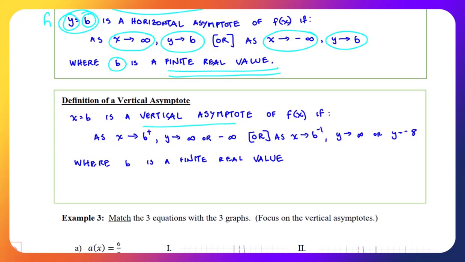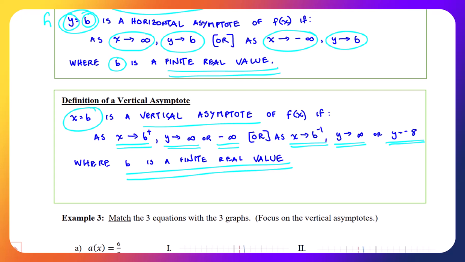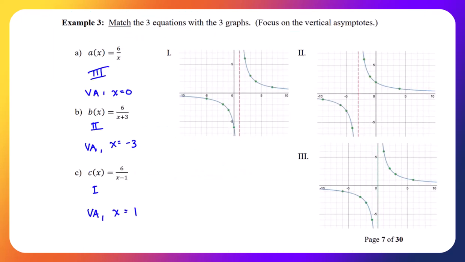Vertical asymptotes are vertical lines. They're always x equals some number. As I approach that number from the right, then y is going to go to infinity or negative infinity. As I approach that number from the left, it's also going to go to infinity or negative infinity. Again, b is some sort of definite number.